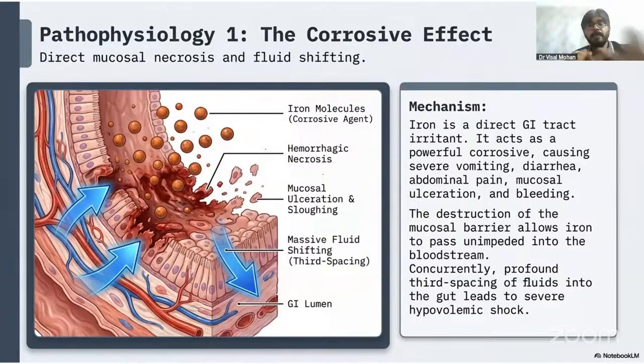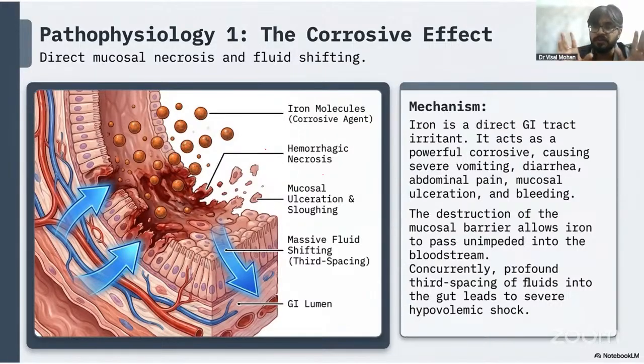Okay, the main pathophysiology behind the effect of iron in the body. There are a couple of things that we need to know. One is the gastric irritation. The second one is oxidative stress, then hepatotoxicity, coagulopathy, and myocardial depression. So these five things are the pathophysiology: gastric irritation or corrosive effect, oxidative stress, hepatotoxicity, coagulopathy, and myocardial depression.